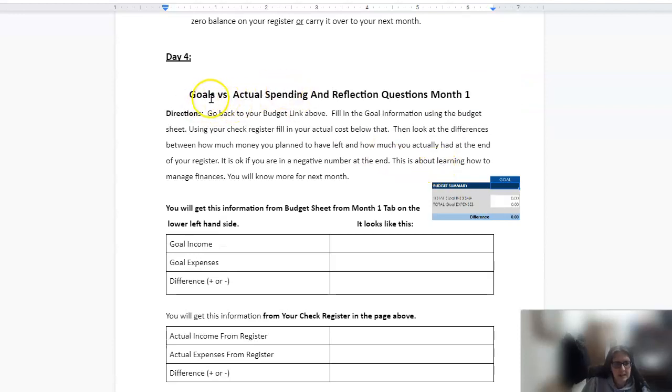So the first piece is looking at your goals versus your actual spending. Your goals reminder is that budget sheet, that spreadsheet. You're going to want to go back and look at the budget summary, your total goal income and total goal expenses, and then that difference. That's how you're going to fill in this table right here, just like you see it on that budget sheet.